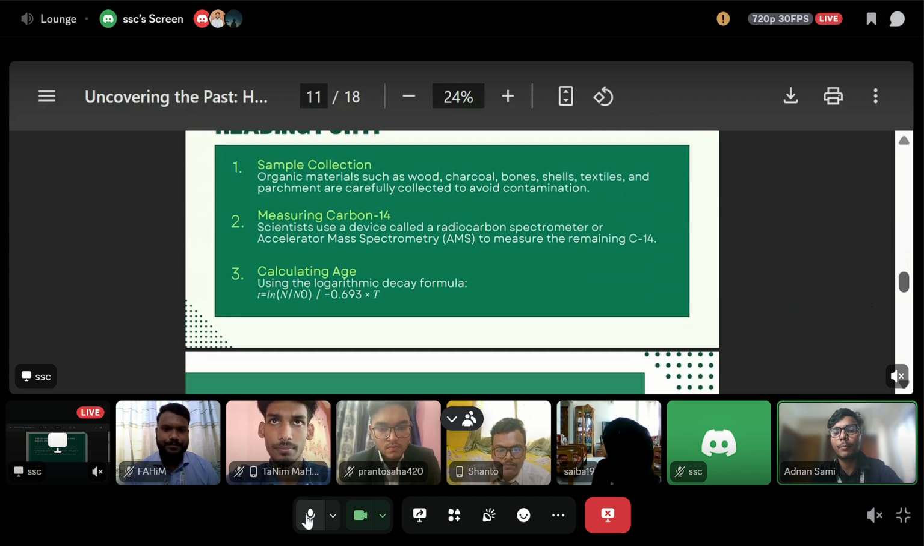The second one is measuring carbon 14. The amount of carbon 14 remaining is measured using a device called a radiocarbon spectrometer or accelerator mass spectrometer, AMS. The third one is calculating age. The age is determined using a logarithmic decay formula, which is T equals ln(N/N0) divided by minus 0.693 over T.